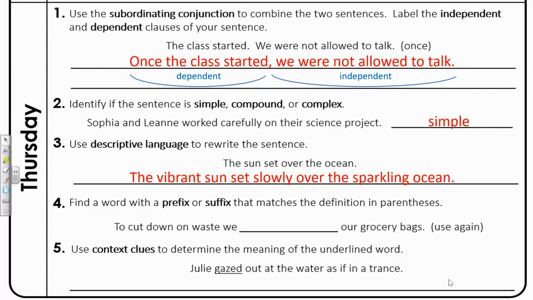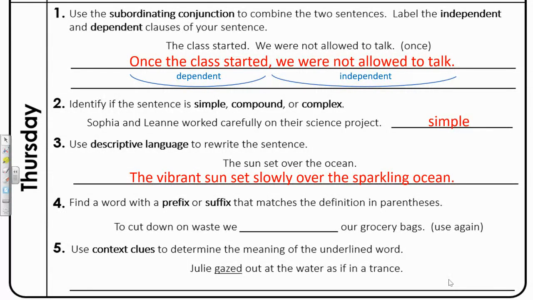Number 4, find a word with a prefix or suffix that matches the definition in parentheses. To cut down on waste, we blank our grocery bags. They want us to come up with a word that means use again. Can you think of one?